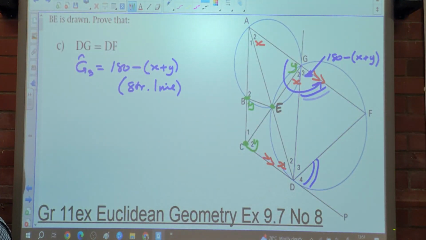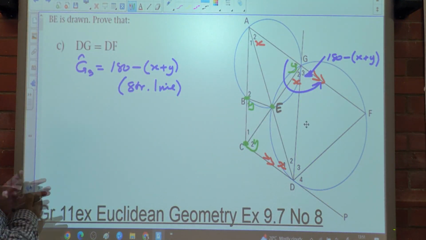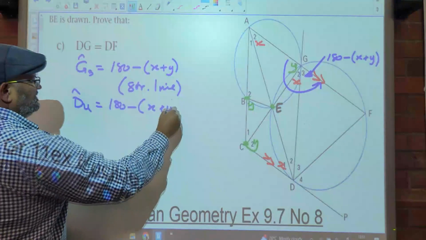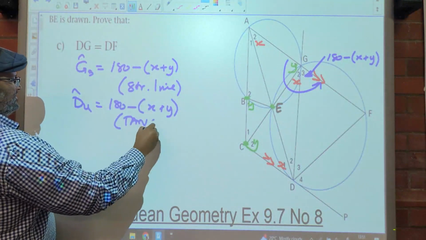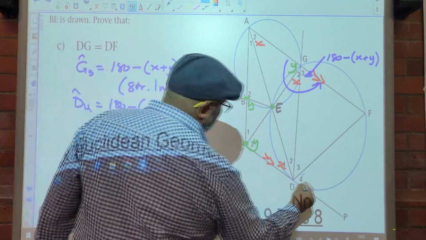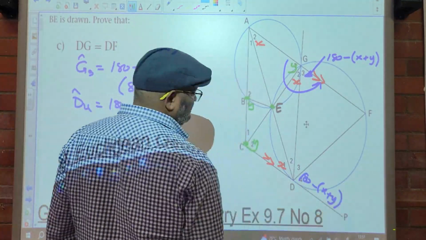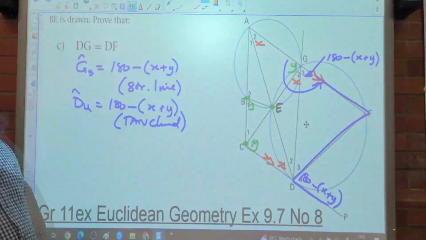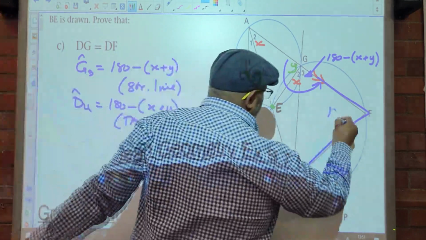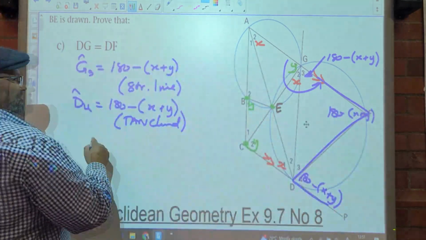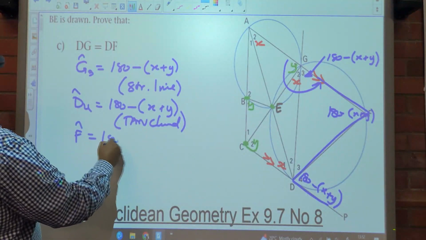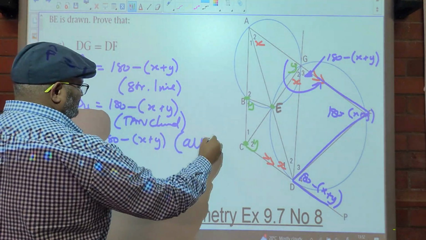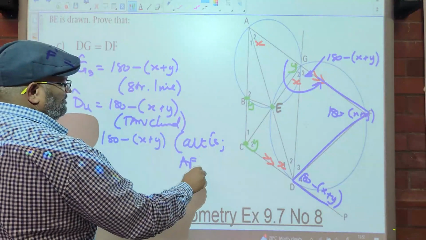So D4 is equal to 180 minus X plus Y. Tan chord theorem. 180 minus X plus Y. And then Y, alternate, as you can see there. Okay. So angle F is going to be 180 minus X plus Y. The reason? Alternate angles with AF being parallel to CP.